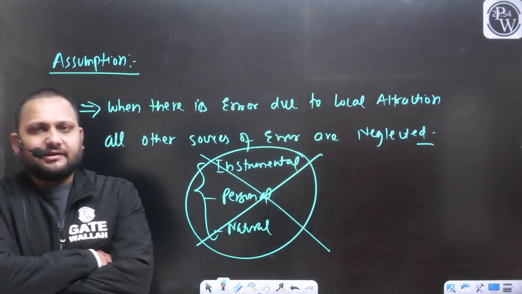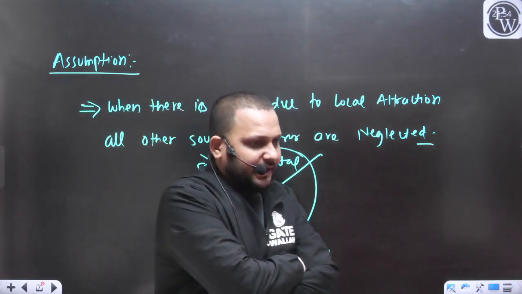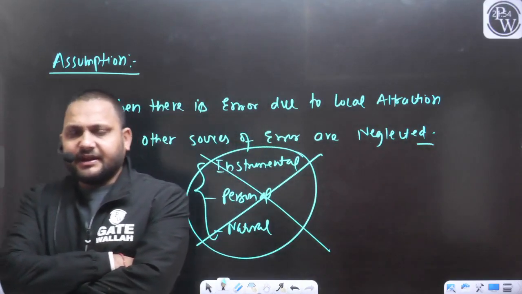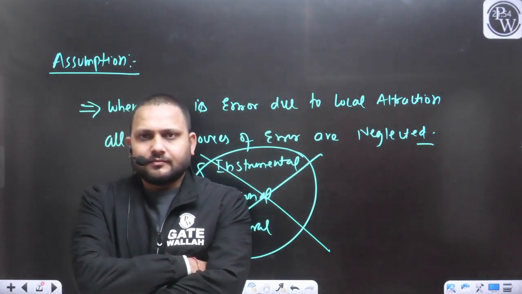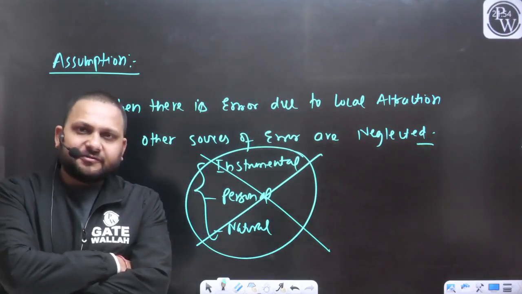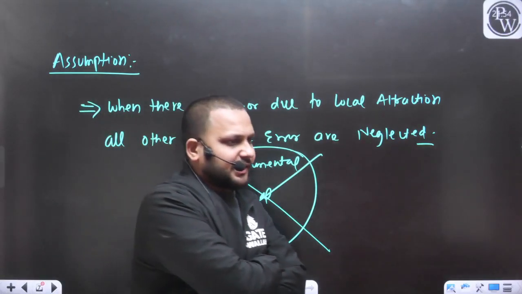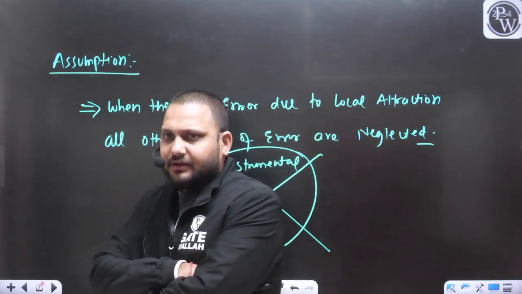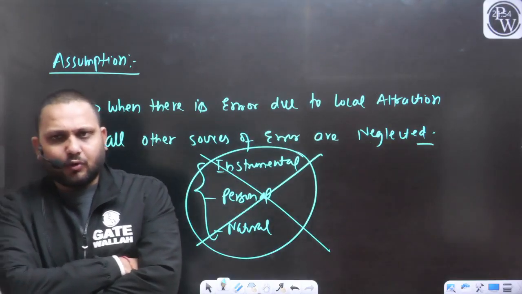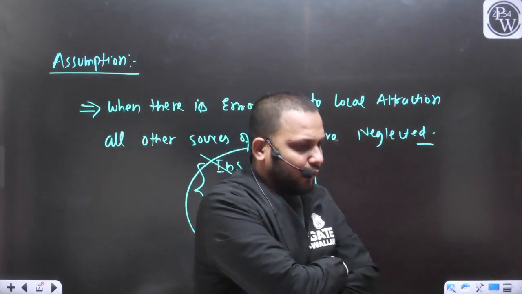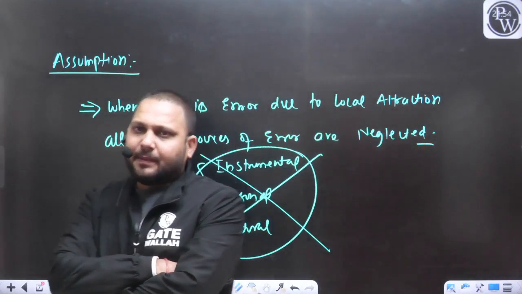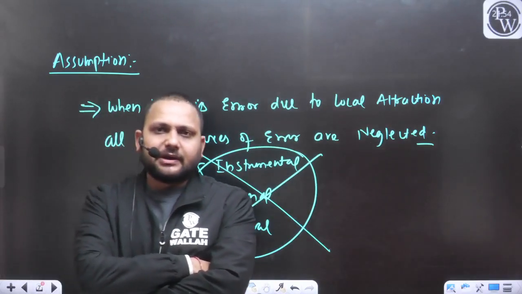So the first discussion will be related to how we can identify whether there is any error due to the local attraction in our survey work. The second part, if there is any error due to the local attraction, we need to find out that error. And the third part, we need to find out the suitable correction for that.